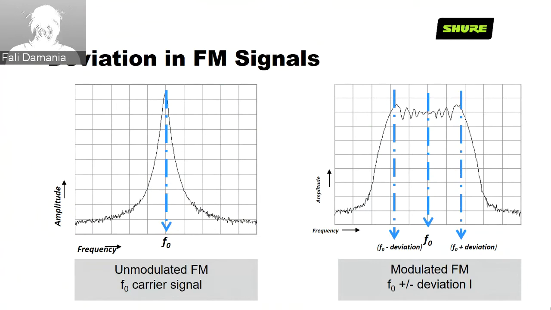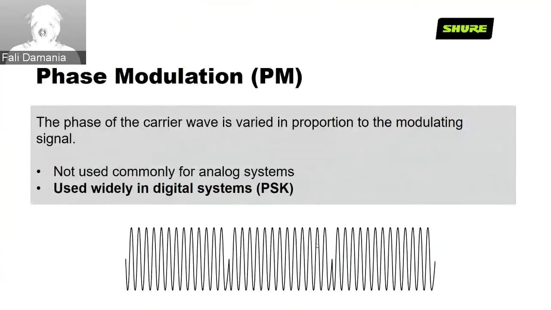Next, we'll have a quick look at phase modulation once more. As we said, the phase of the carrier changes with respect to the baseband signal. It is not commonly used for analog systems. However, its digital counterpart, phase shift keying or PSK, is very widely used in digital wireless systems.